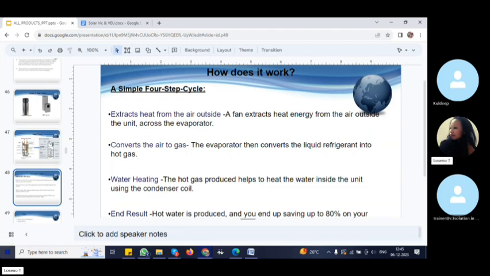Is everything clear so far, Manu? Yes. Right. So do you know how, now you understood how the heat pump works? Yes.